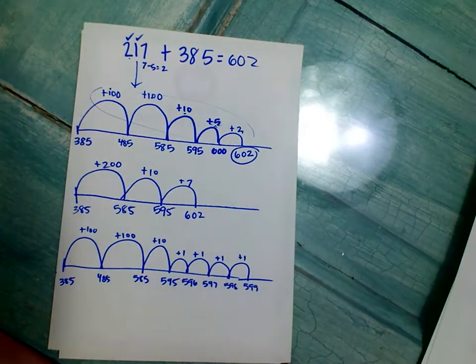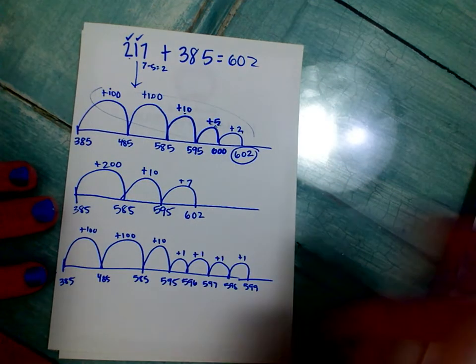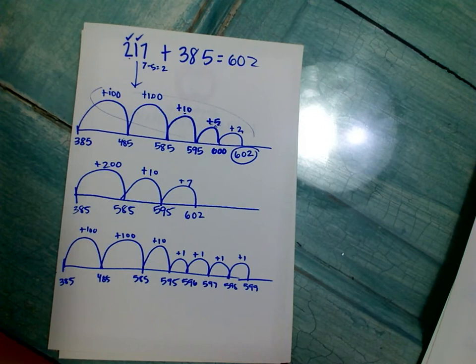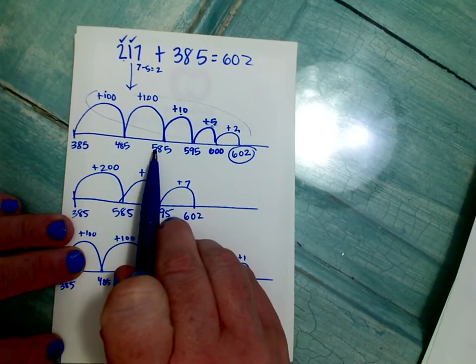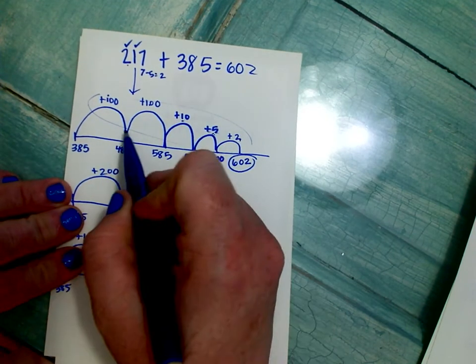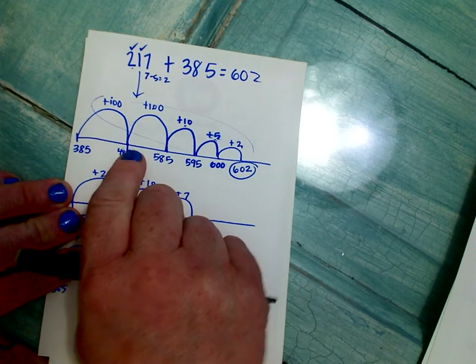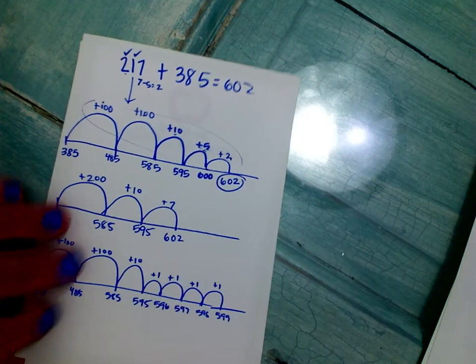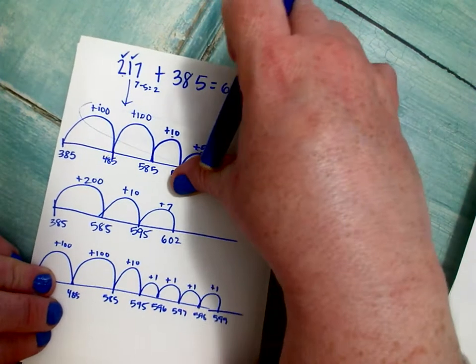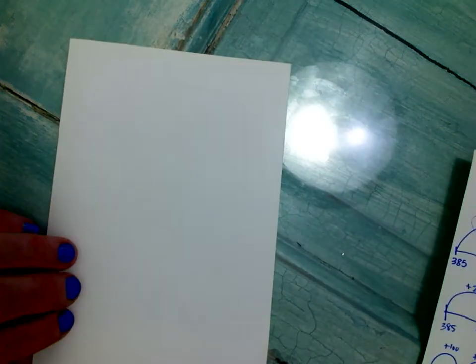The only downside with this strategy is you do have to be neat. Just like with all the strategies, you can't be really messy, and you've got to write that number that you're hopping to underneath the actual place you're stopping, or it gets really confusing. So that's the one hitch. The other strategy that I've taught the kids is called compensation. A lot of kids like compensation for subtraction, so I don't teach them compensation as much for addition, because it gets confusing.